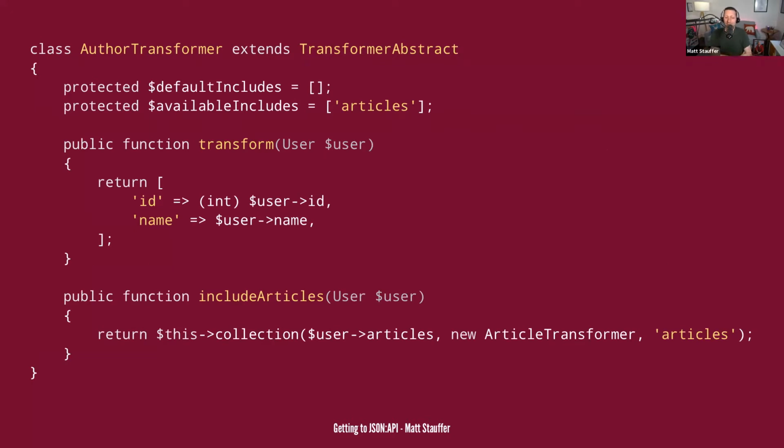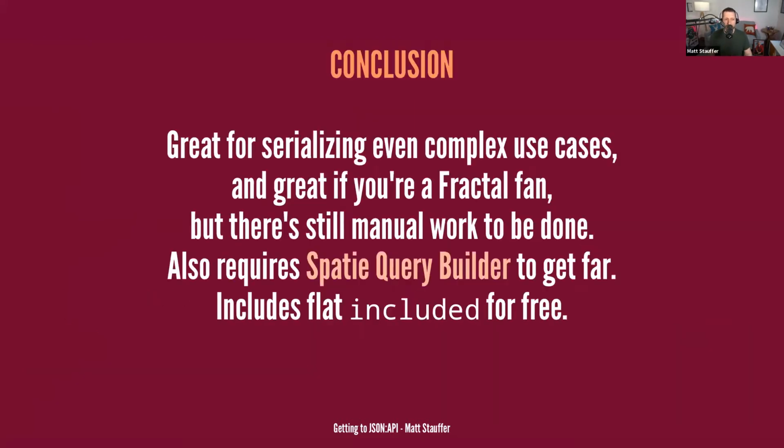And the transformers have this idea of includes built in by default. The availableIncludes is an array. You can put in articles and comments there. The transformer is just what we're used to. And there is a little bit of a convention that's a little bit weird to work with, where on your transformer, every include has to have an includeWhatever method defined in here. But it's pretty simple. You do this collection and pass in the things, or you do this item if it's just one of them.